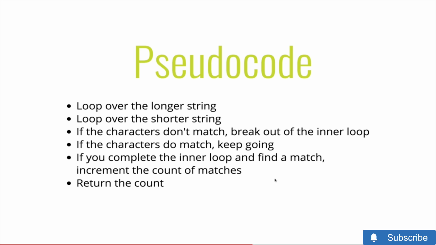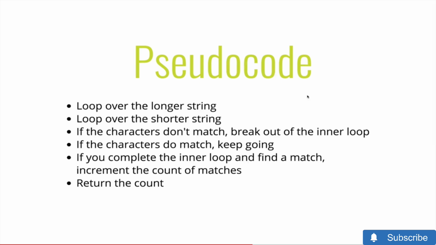So hopefully that makes sense. Loop over the longer string, inside of that loop, a nested loop over the shorter string. And then if you make it to the end of that shorter string and you haven't broken out yet, then add 1 to the counter. Okay, so give it a shot. In the next video, we'll have a solution.